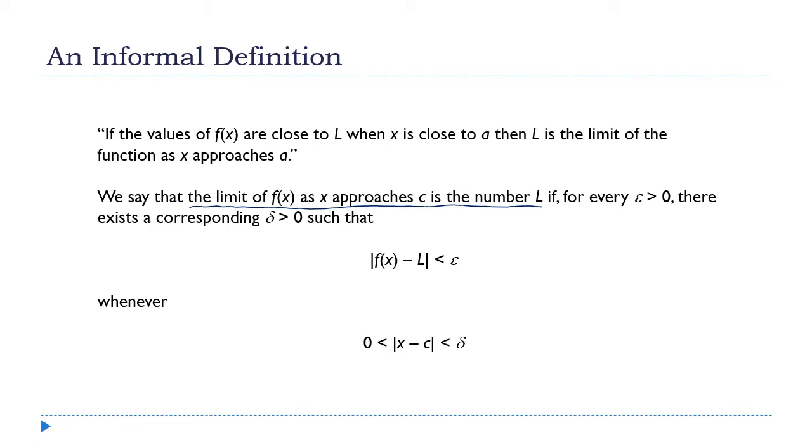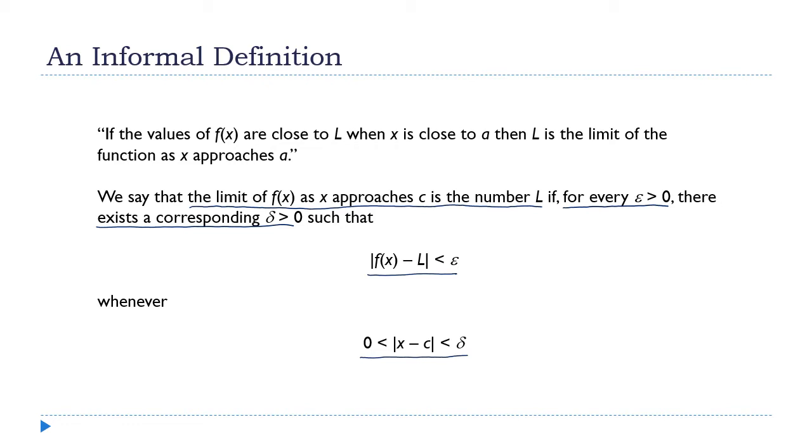For every epsilon greater than 0, these epsilons are going to be small, because we want to talk about close to. We want to talk about small distances. So for every epsilon greater than 0, there exists a corresponding delta greater than 0. So we know these two are going to be tied together somehow, such that these things are true. The absolute value of f of x minus L is less than epsilon whenever 0 is less than the absolute value of x minus c, which is less than delta.